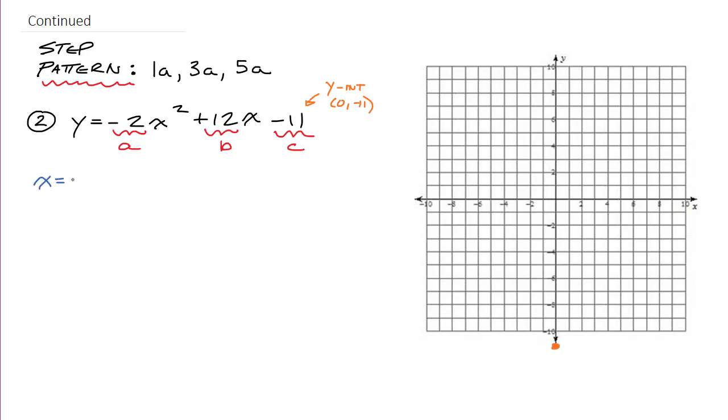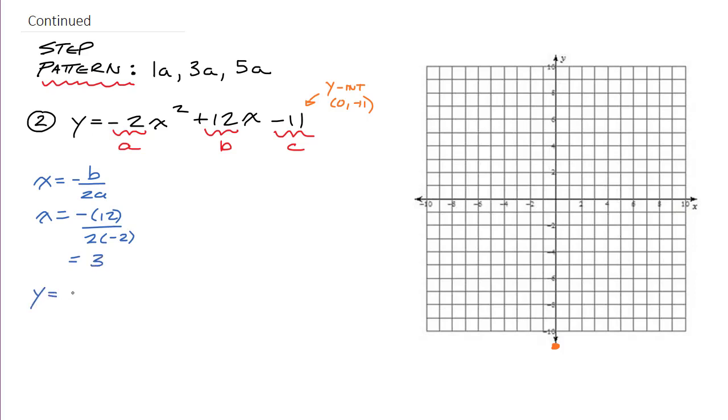So really quickly, the shortcut to find our vertex, x equals negative b divided by 2a. So negative 12 divided by 2 times negative 2. There we go. So I got negative 12 divided by negative 4, which is positive 3. So our x-coordinate of our vertex is positive 3.